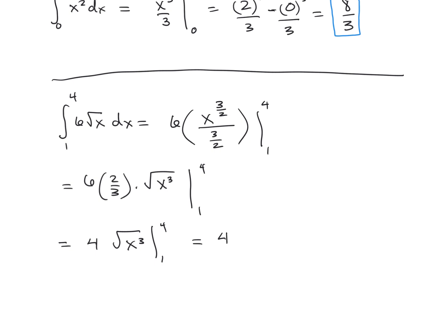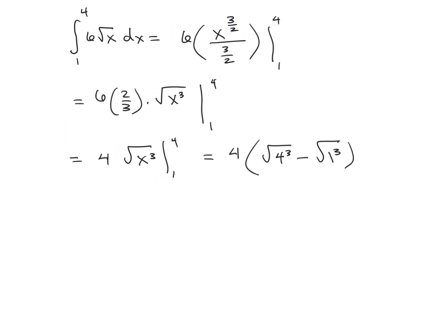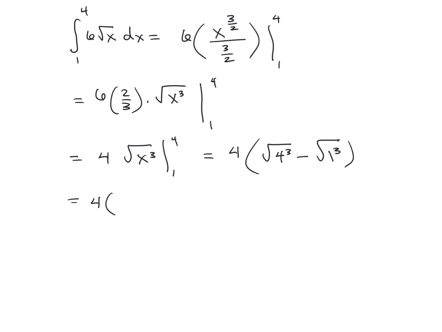So that's 4 times the square root of 4 cubed minus the square root of 1 cubed. So that's going to be 4 times. Square root of 4 is going to be 2. 2 cubed is 8. Square root of 1 is 1. 1 cubed is 1. So that's going to be 4 times 7, or 28 for the value of that integral.